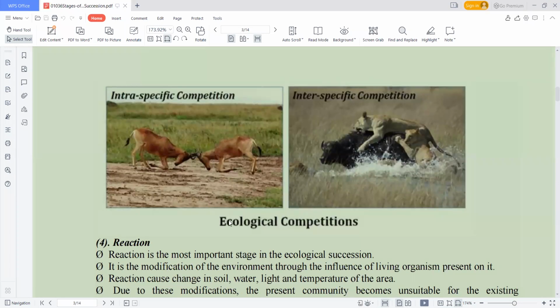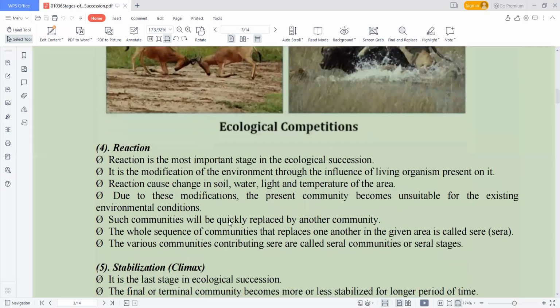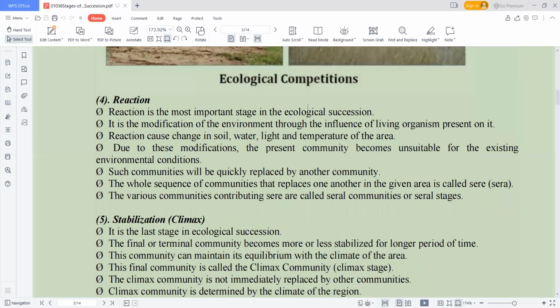The next step, the fourth one, is reaction. Reaction is the most important stage in ecological succession. It is the modification of the environment through the influence of living organisms present in it. As the organisms live in that area, the environment changes. Reaction causes change in the soil and water, light, and also the temperature of that area.